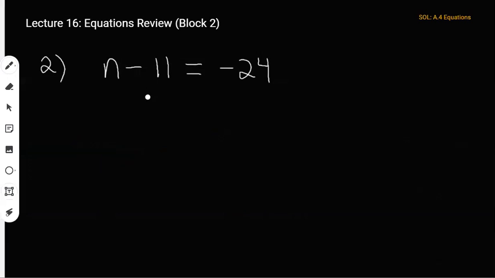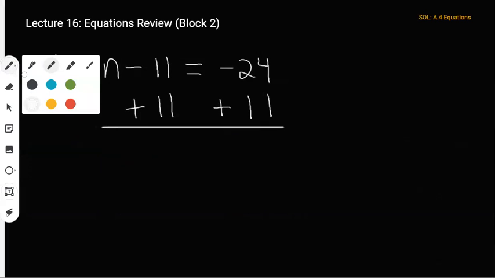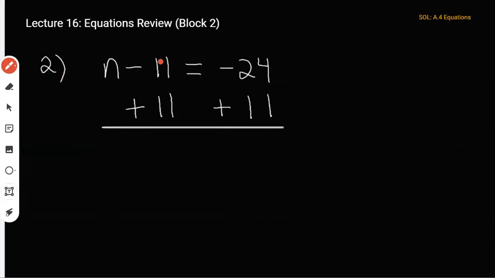And how do I do that? I do the opposite of subtraction, which is going to be addition. So for this one, I'm adding 11 to both sides. So when I do that, the negative 11 and the positive 11 are going to cancel out. So notice they cancel.